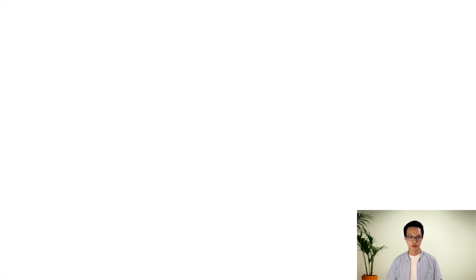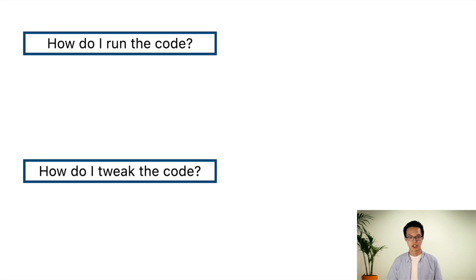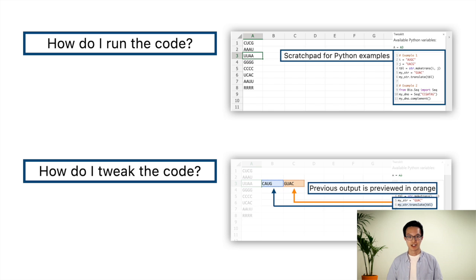When my co-author's dad was trying to use Python code, I pointed out two problems he faced: running the code and tweaking the code. To address the first problem, TweakIt is embedded directly inside the analyst's existing spreadsheet workflow. To address the second problem, TweakIt provides live output previews to make the code more concrete.